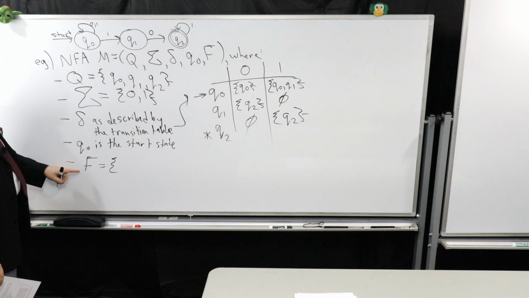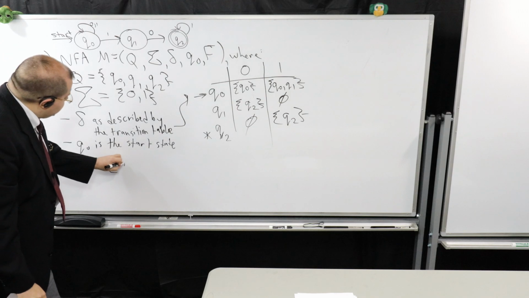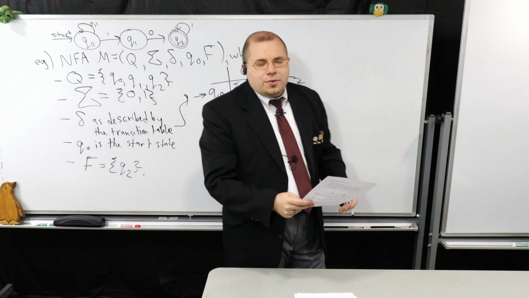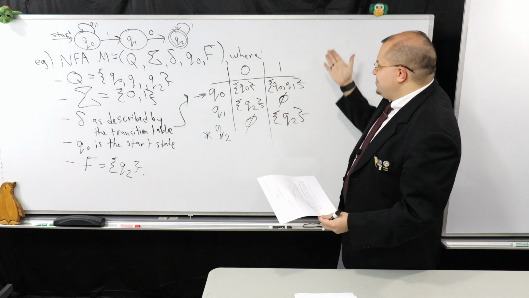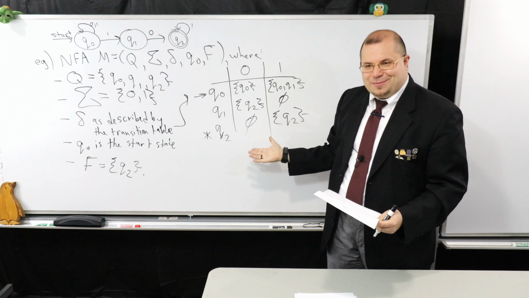So what's going to be F? The set of final states or accepting states. Just Q2. Yeah, just Q2 is just going in here. Like I said, the only thing that differs at this point is this transition function. That's the only thing that's changed at this point.